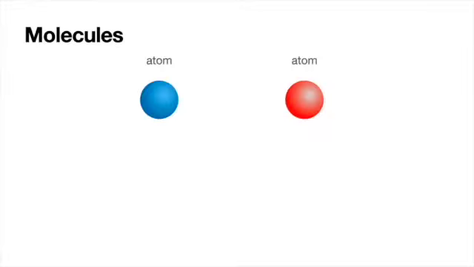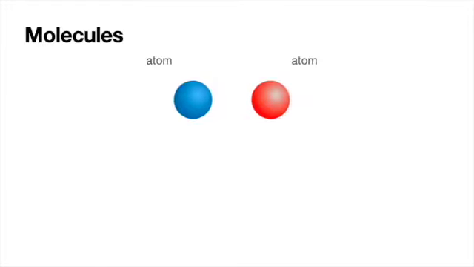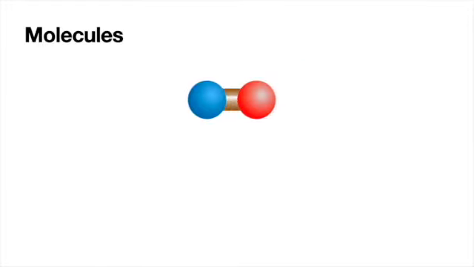When atoms join together, they make molecules. Here are two atoms of different types represented by a blue sphere and a red sphere. When they come together, they form a molecule. A molecule is two or more atoms chemically joined or bonded together.